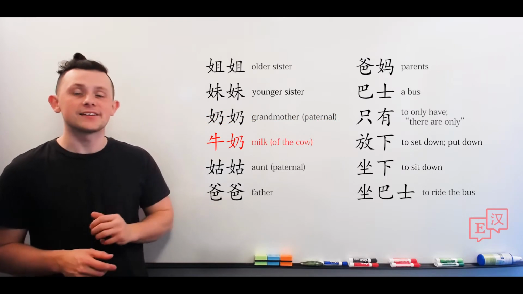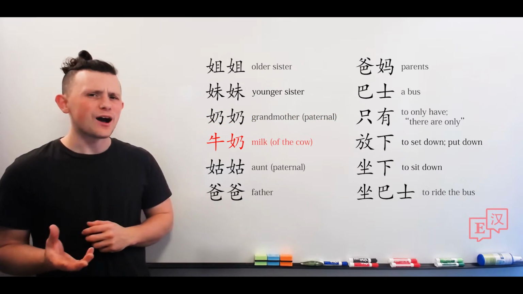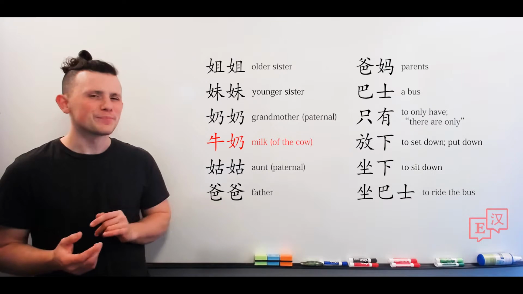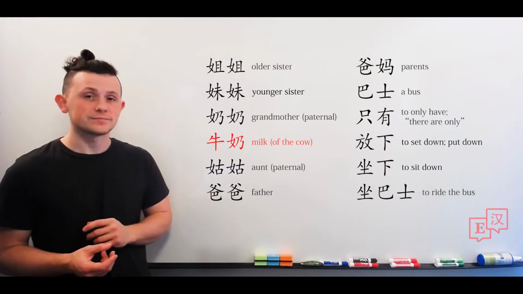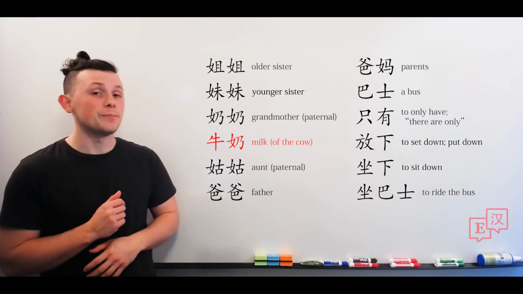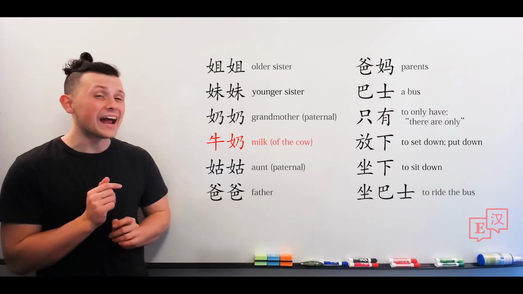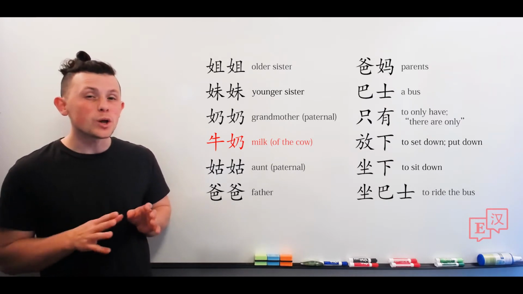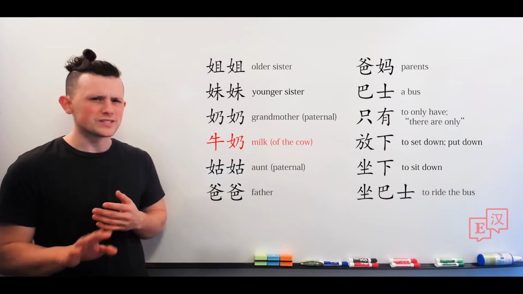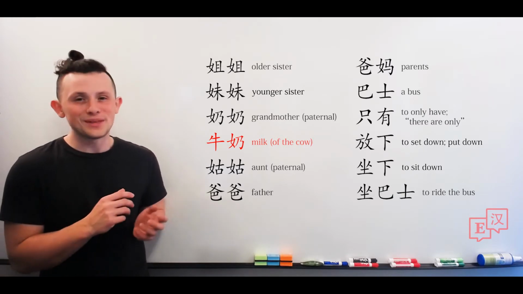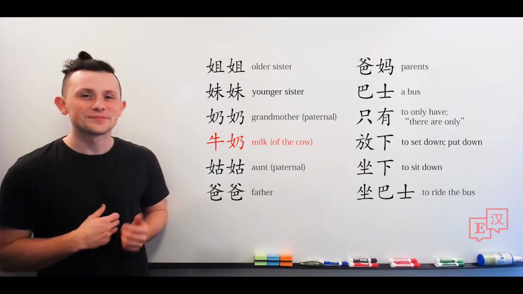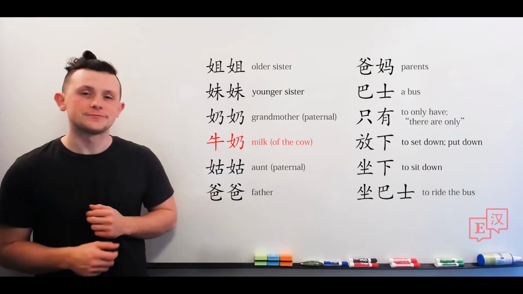牛奶, the cow's grandmother? No, the cow's milk. 牛奶, cow milk. We can throw nai onto the end of any milk-bearing animal, or at least ones that we drink from, and it'll mean the milk of that animal. 牛奶.